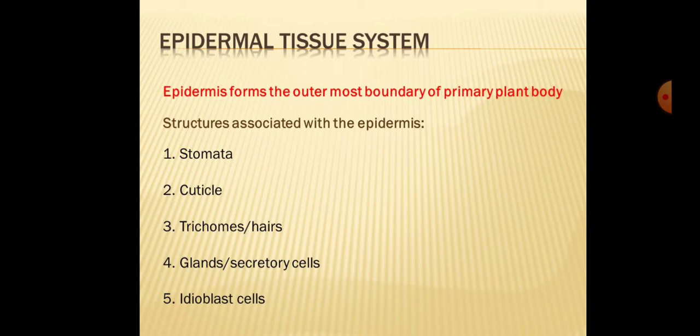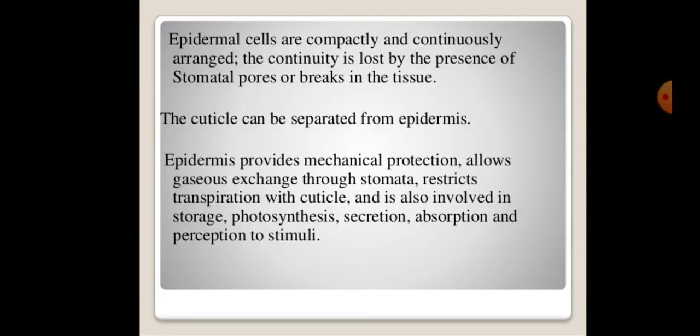Epidermal tissue system or epidermis forms the outermost boundary of the primary plant body. Structures associated with epidermis are stomata, cuticle, trichomes or hairs, glands or secretory cells, and idioblast cells. Epidermal cells are compactly and continuously arranged. The continuity is lost by the presence of stomatal pores or breaks in the tissue.